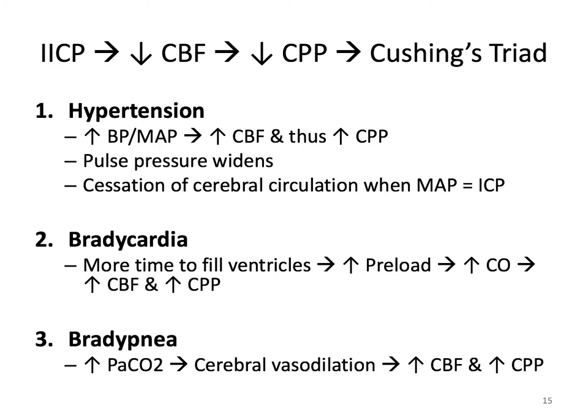Whenever you slow the heart rate, there's more time to fill the ventricles. This results in an increased preload, thereby an increased cardiac output, resulting in an increased cerebral blood flow and increased cerebral perfusion pressure. Bradypnea occurs in order to increase the PaCO2, as we discussed before, resulting in cerebral vasodilation, and therefore increased cerebral blood flow and cerebral perfusion pressure.